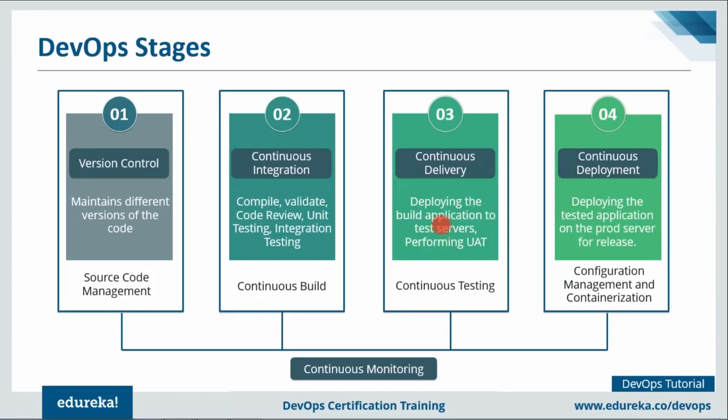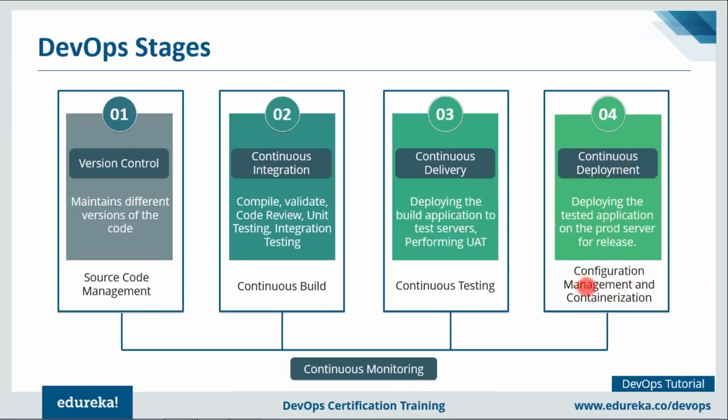Next, what happens? You deploy your application onto the prod servers for release once your application is tested successfully, right? So this can also be automated, but it is not a good practice because before releasing your product in the market, you need to perform certain other checks. You need to market your product. There are multiple things that you need to consider, and that is why continuous deployment is not recommended.